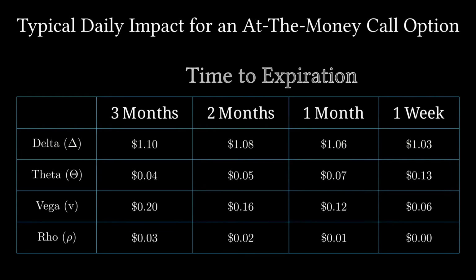So the point is that delta, or changes in the price of the underlying, has the largest impact on an option's P&L in typical conditions, followed by Vega or implied volatility for options with plenty of time left until expiration. Theta, or time decay, takes over as the option approaches expiration, and rho and phi have a very negligible impact on the P&L of an options position.